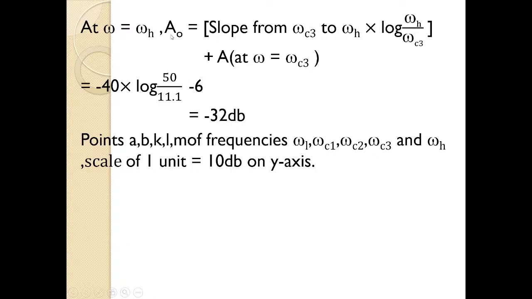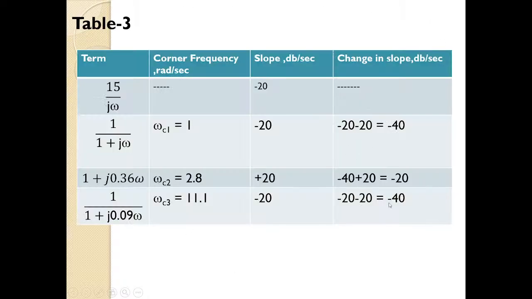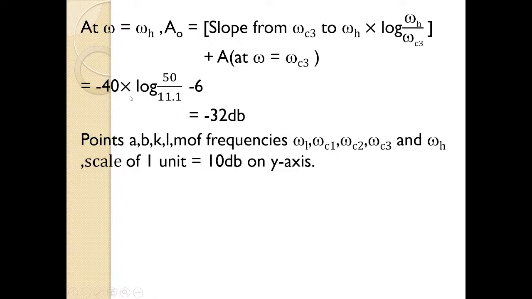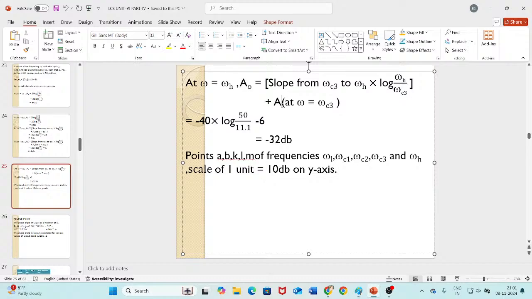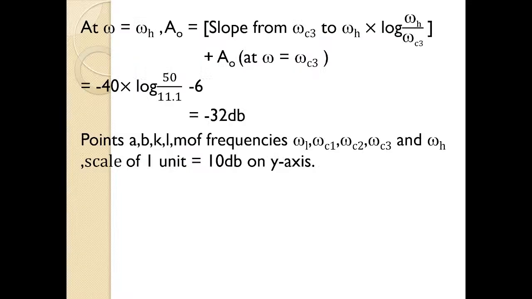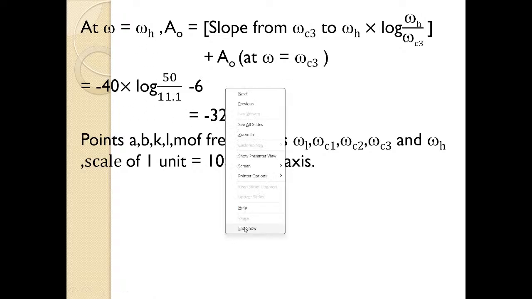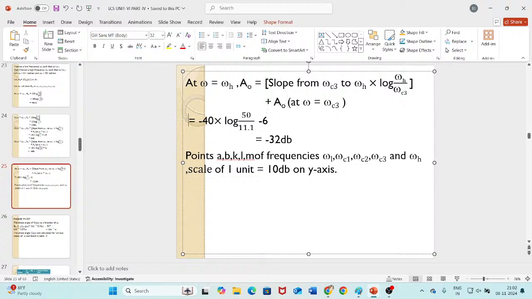Next, for omega equal to omega h, the formula for A naught uses the slope from omega C3 to omega h. The change in slope here is minus 40, so minus 40 is the slope from omega C3 to omega h. That is minus 40 into log omega h 50 by omega C3 11.1, plus A naught at omega equal to omega C3. Just simplify it, you will get A naught equal to minus 32 decibels.